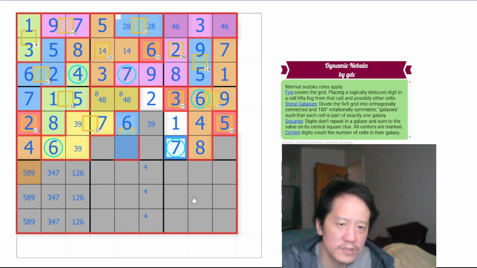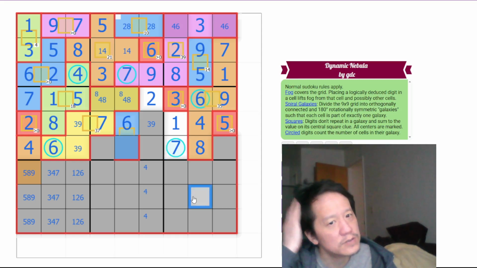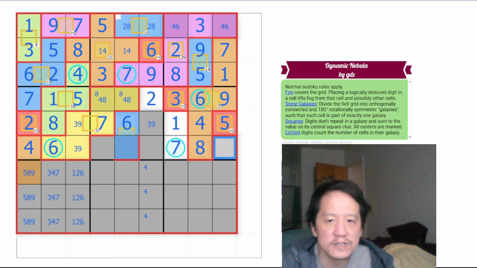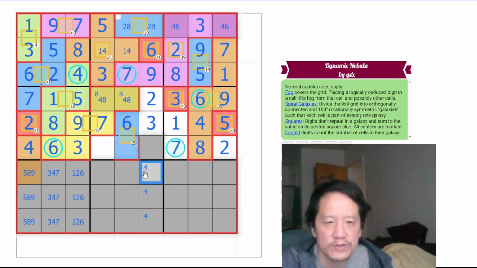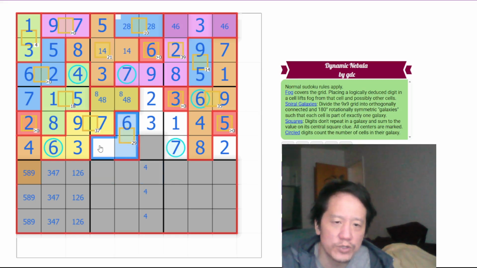This has to be 7, but it's not the center. That leaves this as a 2. So this is 2. These have to be 3, 9, 1, and... Okay, this 9 means this can't be 9. So this is 3, which makes this a 9, which makes that a 3. This is 29.